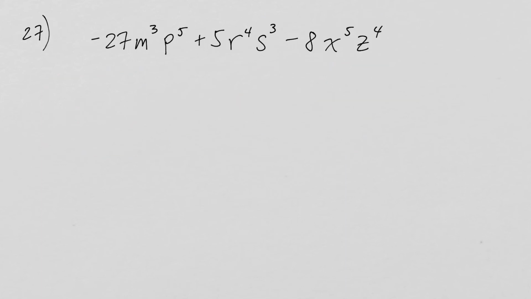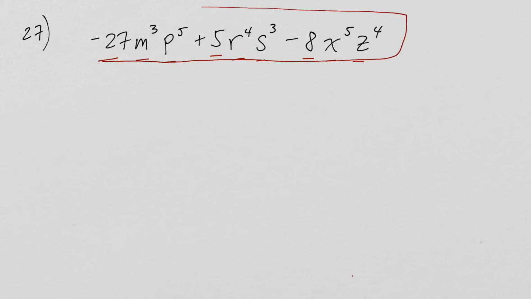All right, in this problem, there's nothing in common at all between my numbers. And this has an m, but there's no other m, so we can't pull out any m's. This has a p, but there's no other p, so we can't pull out a p. There's no other r's, there's no other s's, there's no other x's, there's no other z's. So there's nothing that's shared in common with all three of them. So this cannot be factored. And that's just the answer.